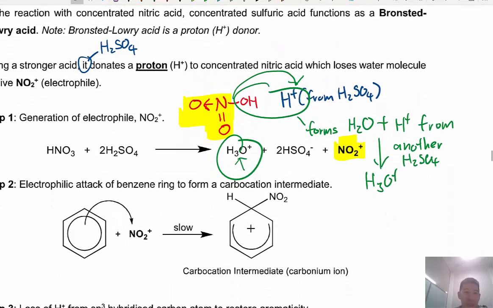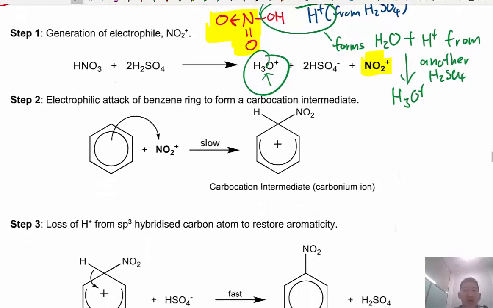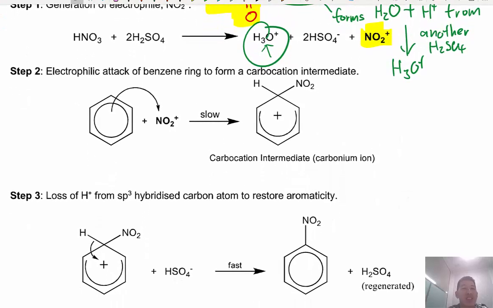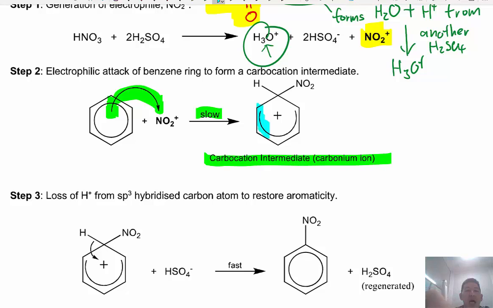Now, once the electrophile is generated, the rest of it, I don't know whether you realize it, is the same as halogenation. Again, you have your benzene ring. Draw an arrow from inside the ring to attack the electrophile. And there's a slow step. You form the carbocation intermediate. Don't forget the arc and the positive charge. Make sure your carbon has 4 bonds. And you're done with this second step.